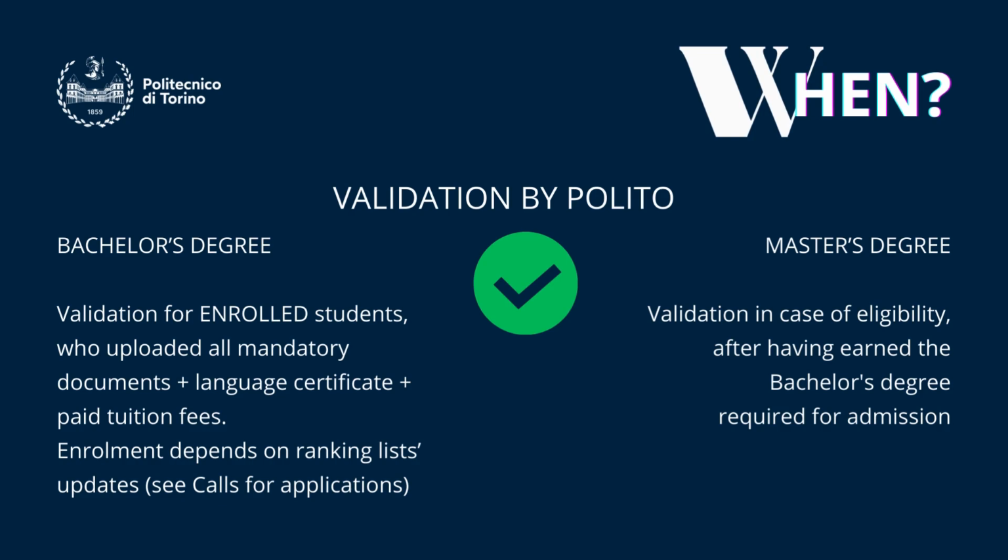For bachelor's degree, validation happens for enrolled students who uploaded mandatory documents, language certificate, and paid the first installment of tuition fees. For master's degree, validation happens in case of eligibility, after uploading the degree required for admission.